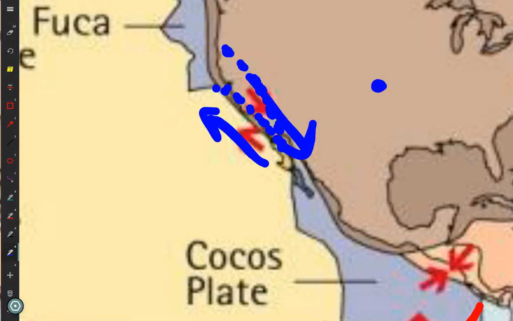So when people talk about California falling into the ocean, they're not talking about it falling down into the water. They're talking about switching over from being part of the continent to being part of the ocean, which is interesting.